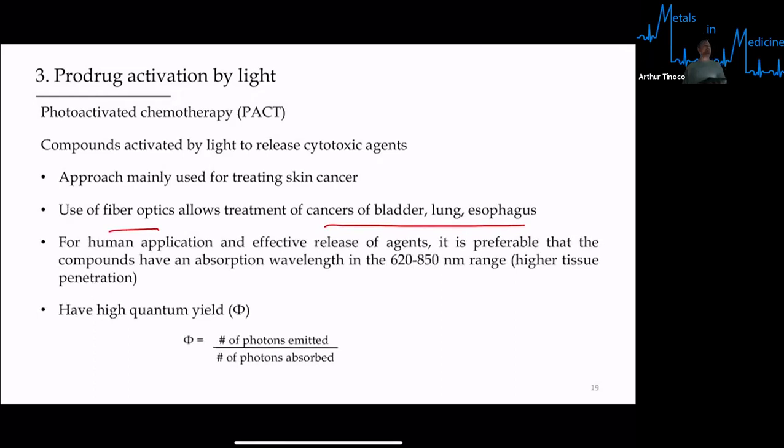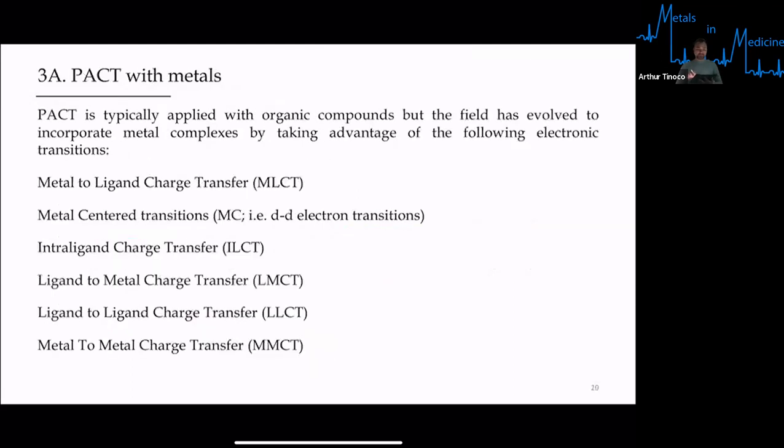For human application and effective release of agents, it is preferable that the compounds have an absorption wavelength in the 620 to 850 nanometer range. The reason is that if you need to excite something internal, using an optic externally or within the body, this energy has higher tissue penetration. That's why you would want this particular wavelength range, in addition to a high quantum yield. Quantum yield is a measure of the number of photons emitted relative to the number of photons actually absorbed.